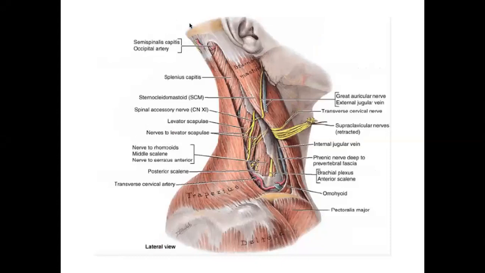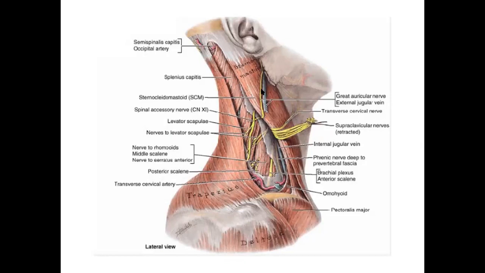What did we do? See this picture. This is a very beautiful picture actually. These pictures are given in Keith and Moore's textbook, Clinical Anatomy by Keith Moore. Very beautiful dissection pictures. This is the prevertebral layer. You can see the floor muscles. See here, semispinalis capitis, splenius capitis, levator scapulae.